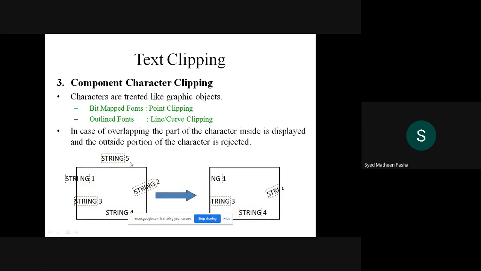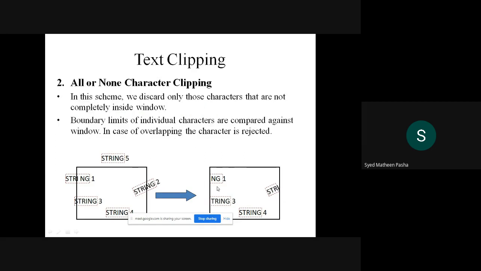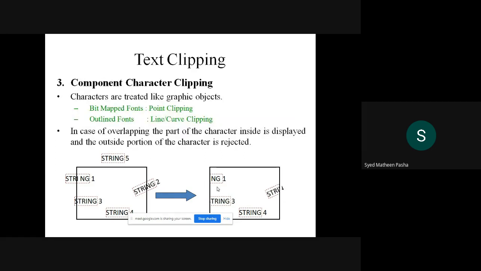Which type of clipping is similar to this? I can tell the previous one, where the part which is outside the window is actually clipped. It retains only the part which is inside the window, which is similar to all or none character clipping. The one difference here is it considers all the characters as graphic objects. It considers this string as a graphic which should be displayed inside the window. So this is one of the advantages of component character clipping. So these are the types of text clipping.